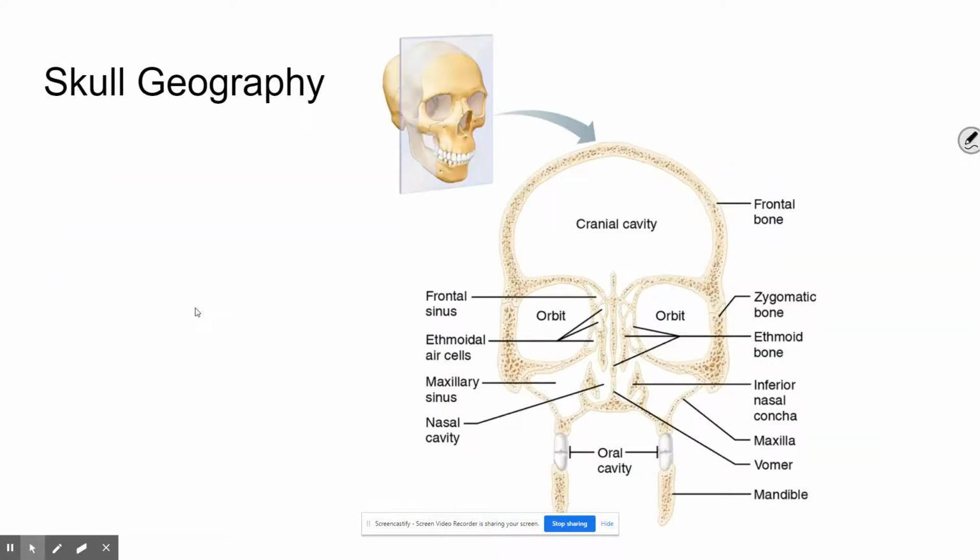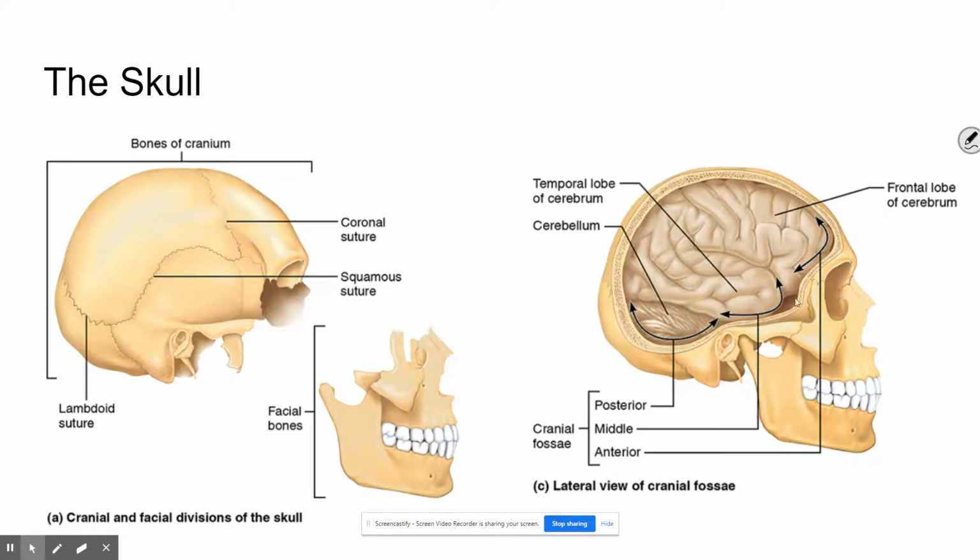A little bit more about skull geography. There are a couple things that we will use when talking about the skull. There's the cranial vault, and this is the bones surrounding the cranial cavity, which is where the brain will be sitting. There's the cranial base, which is this base layer. You can see it also here, this cranial base. The cranial cavity is here in the middle. It's where the brain is.